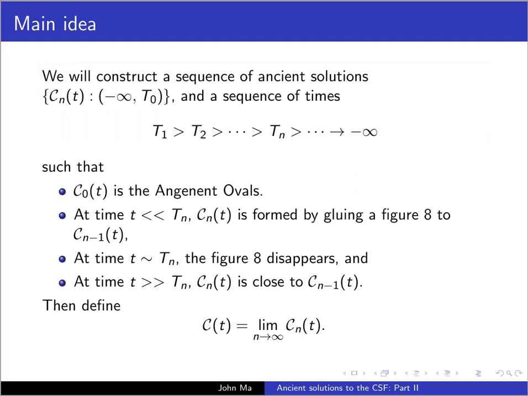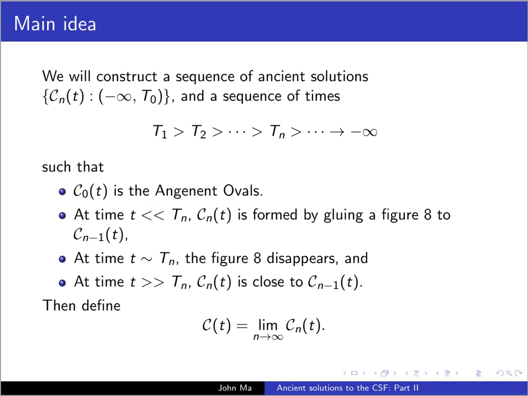So in particular, instead of constructing that Ancient solution immediately, we will instead construct a sequence of solutions. These are essentially constructed already by Angenent and Yu. So these Ancient solutions have the following properties. This Cn, first of all, starts with n equals 0. C0 is just the Angenent oval. And C1 is more or less formed by gluing a figure 8 to C0. And we do it inductively at a sequence of times.